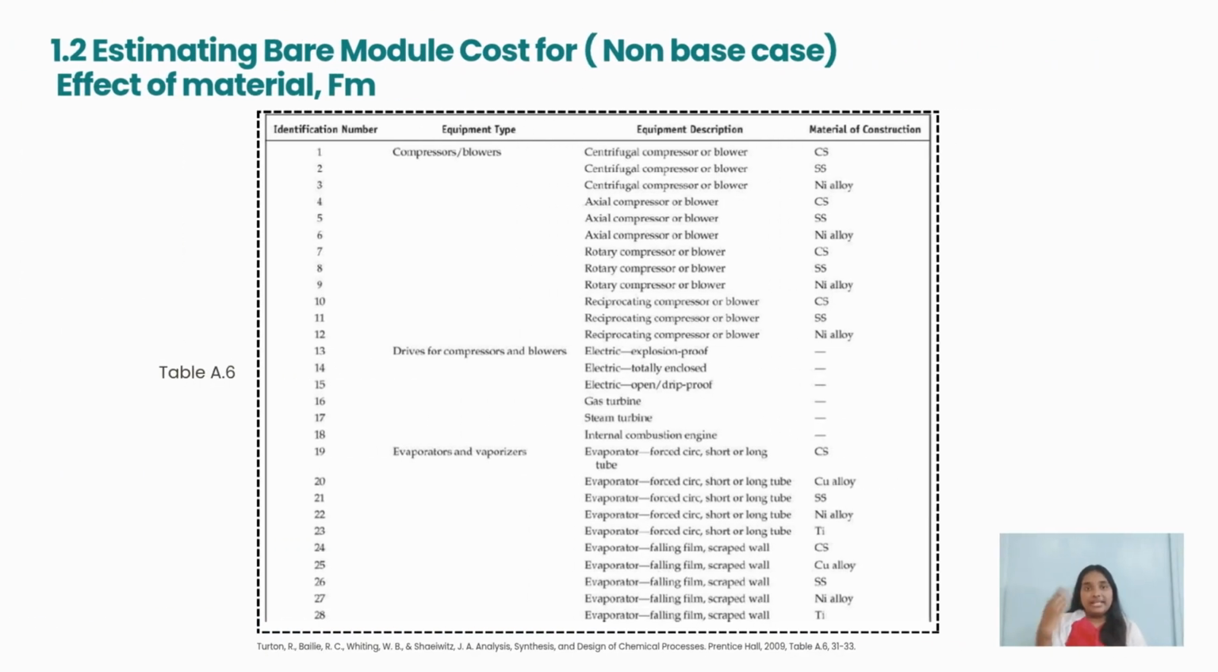Similar to table A3, table A6 also portrays the equipment type, equipment description, and the material of construction for the said equipment based on the identification number.